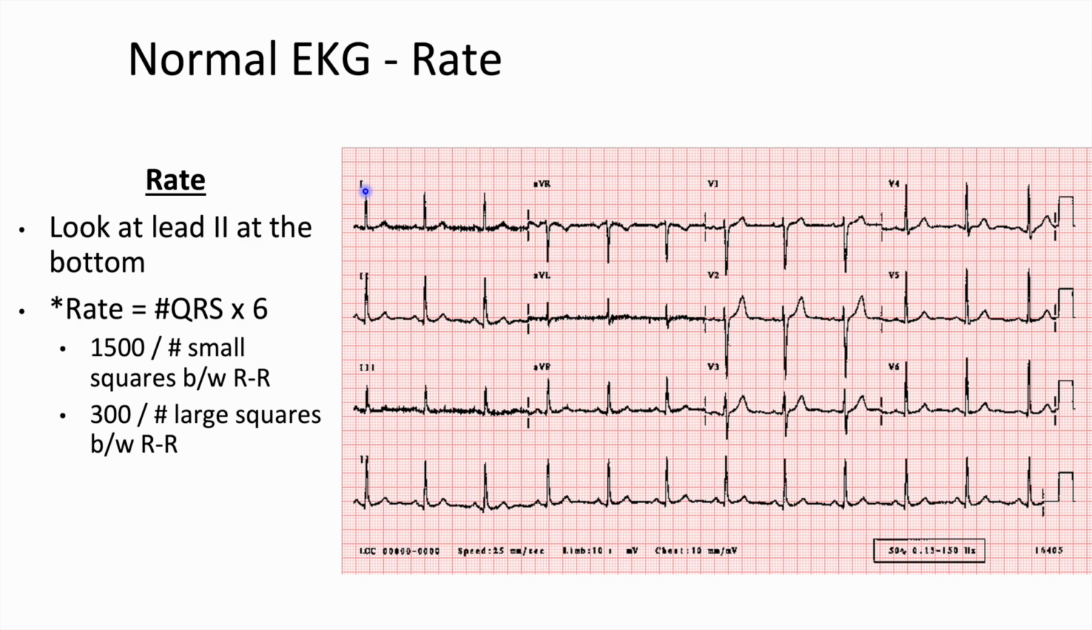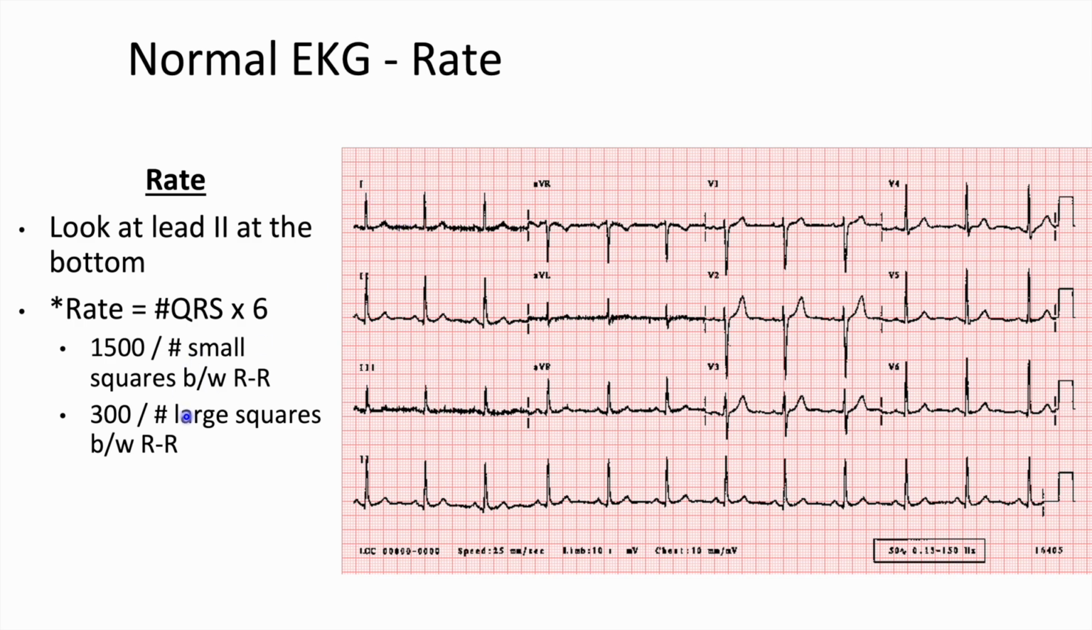You can count the distance between the R to R interval, and if you count how many big squares there are, you can do 300 divided by that. So if we have 1, 2, 3, 4, just over 4 big squares, you can do 300 divided by 4.2 because it's 1 square, and that'll give you about the same.